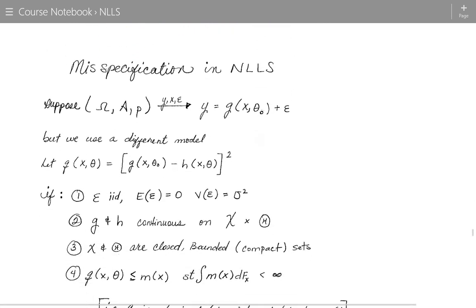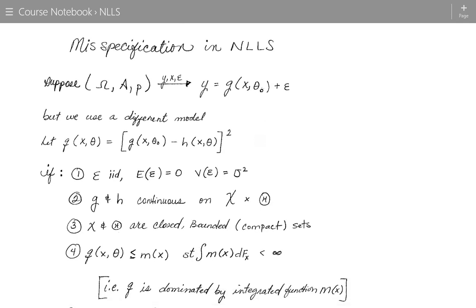So to look at this in a little different way, in terms of misspecification in nonlinear least squares, let's suppose that we have a probability space. We have variables y, x, and epsilon on that space such that y is equal to the function g of x plus epsilon. Let's suppose, however, that we are using a different model.